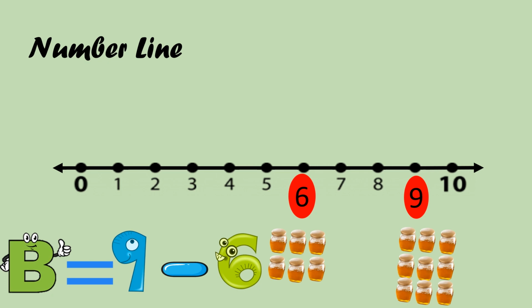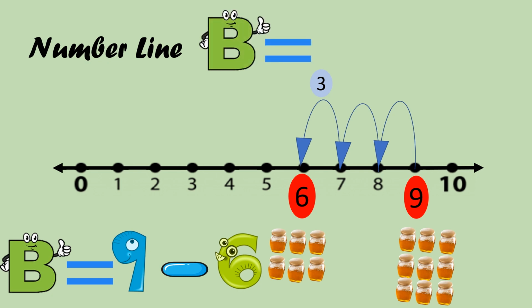And to do this process, we just start from 9 and move backward to the left towards 6. Then count the steps. Here we have the first step, the second step, and the third step. So we move 3 steps to reach number 6. And we deduce that B is equal to 3 honey jars. And Mrs. B produces 3 honey jars.